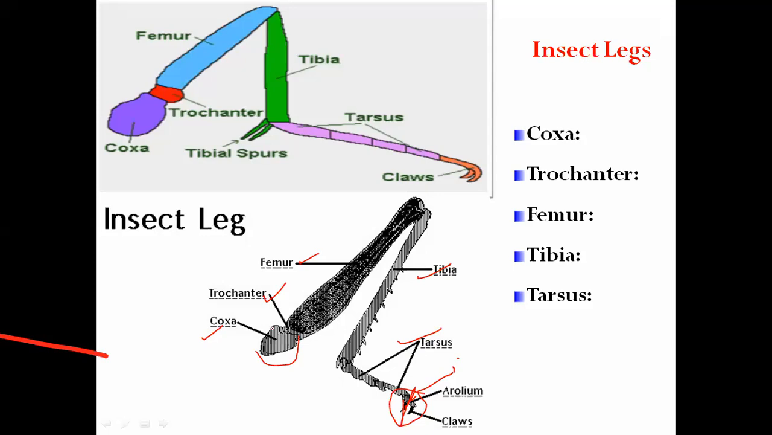Okay, coxa complete. Now trochanter. This is the second part, the trochanter. It is the second segment of the legs, followed by the coxa, and it is usually smaller. Look at this picture. Try to observe this whole figure.